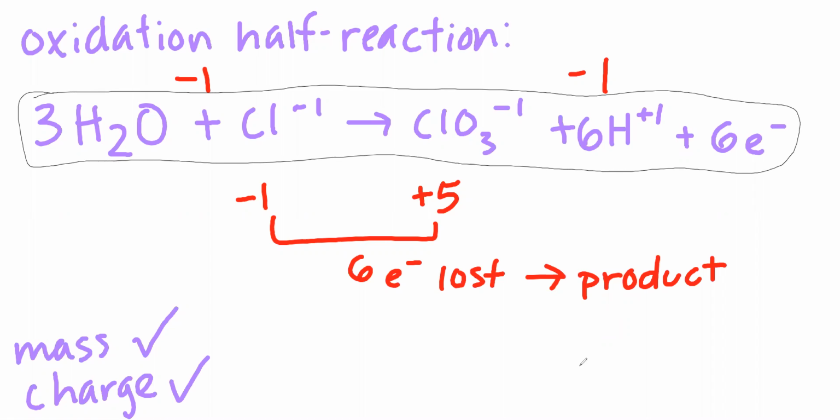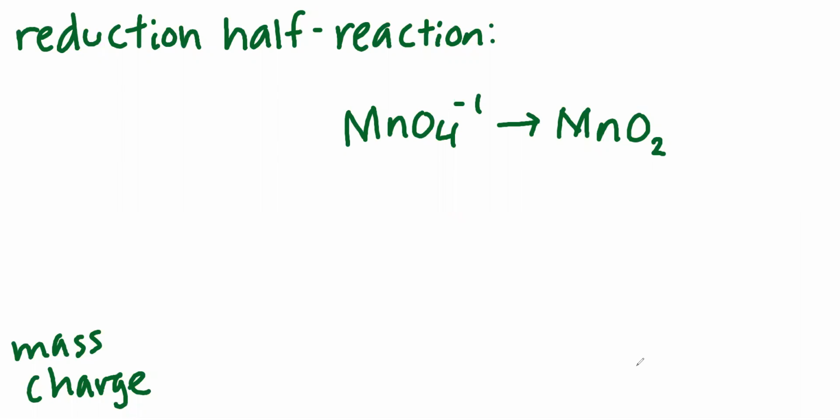Going to do the same thing now for the reduction half reaction. So here are the 2 things we know are part of it. We're going to balance it by mass and charge again. So Mn, that's already balanced. For oxygen, we need to add more oxygens to the product side. So we need to add 2. That oxygen comes in the form of water, and we add 2 H2O here.